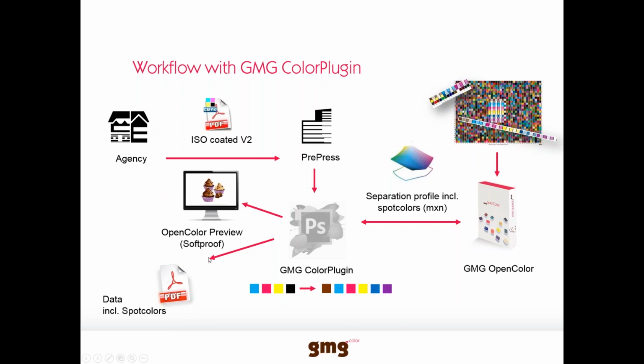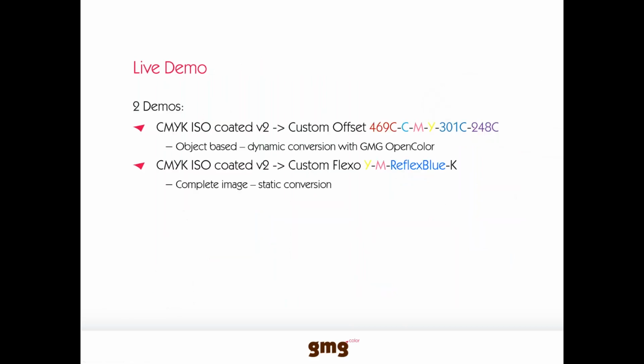And of course, we can talk a lot. Next, we want to really do it live in the software, because I guess that makes it much clearer for you. So we will have two demos. Firstly, we will do a conversion from CMYK into a custom offset profile, a situation where we have 6 colors. So from CMYK to brown, cyan, magenta, yellow, blue, and violet.